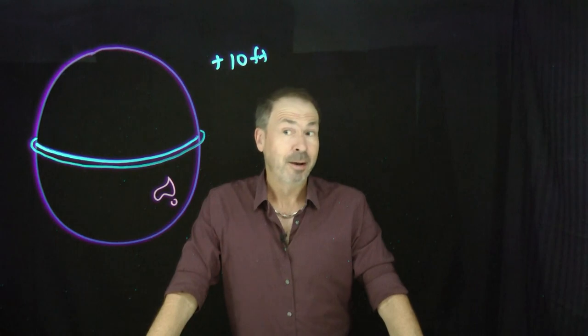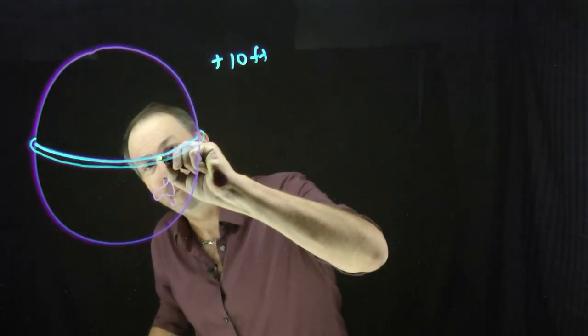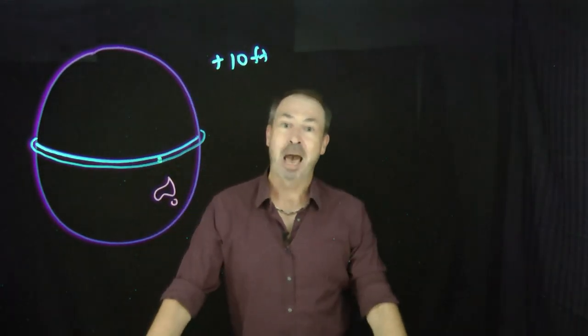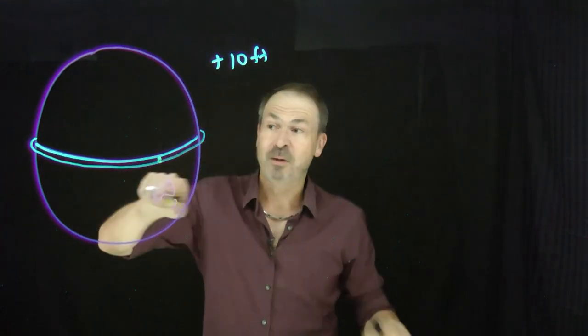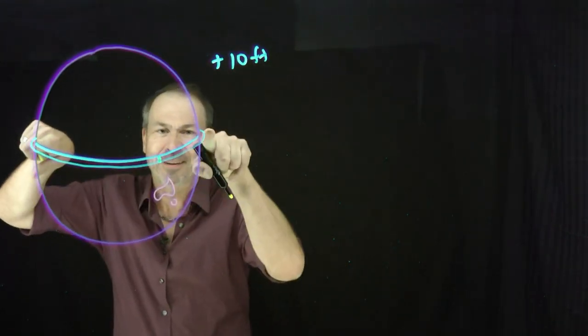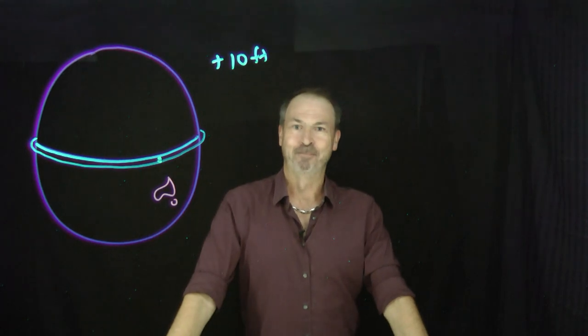But the question is, I want to know, how big is that little space? What's that little gap there? Can we actually find the size of that gap? Adding 10 feet of rope to the equator of the Earth produces a tiny little bit of a gap. What is that gap size?